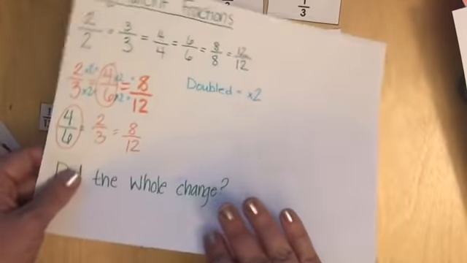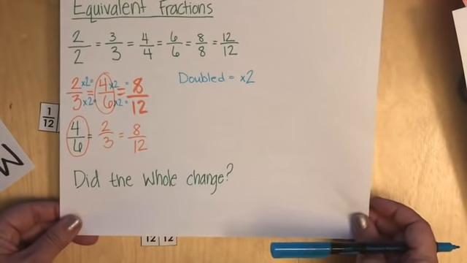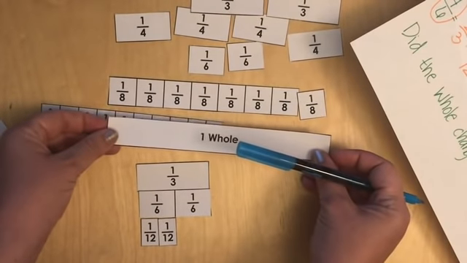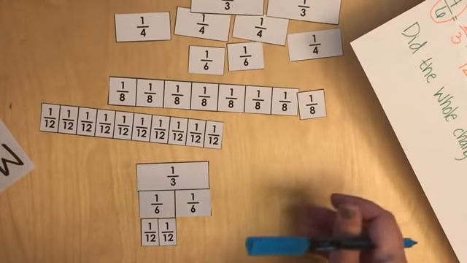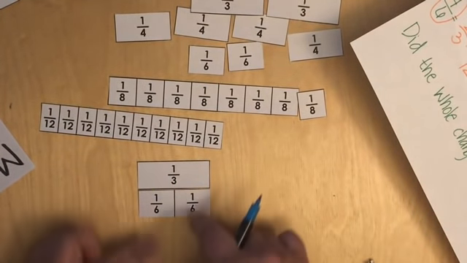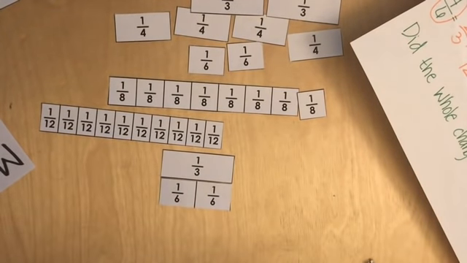Did the whole change when we were finding equivalent fractions? No, it didn't at all. It stayed the same. So our whole here stayed the same no matter which fraction that we are talking about. And when we were talking about a certain fraction, like a third or 2/6, the amount stayed the same for our unit fraction. It was just that we needed more pieces of the smaller unit fractions to make the bigger piece, and we had to find the right ones to make the equivalent fractions.